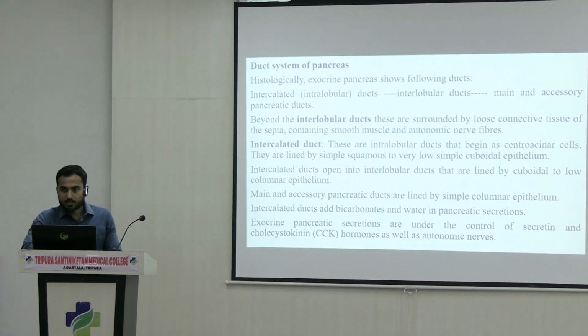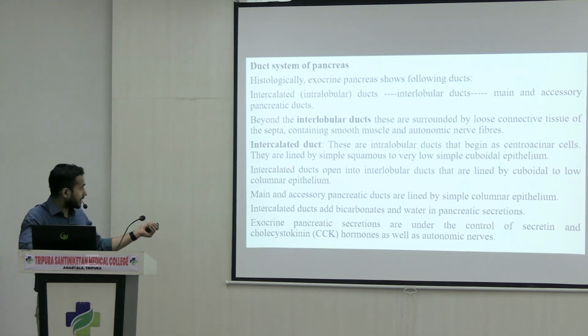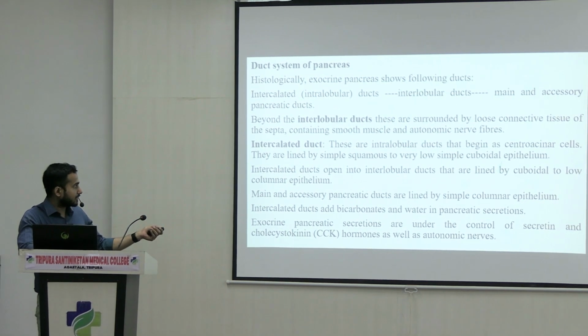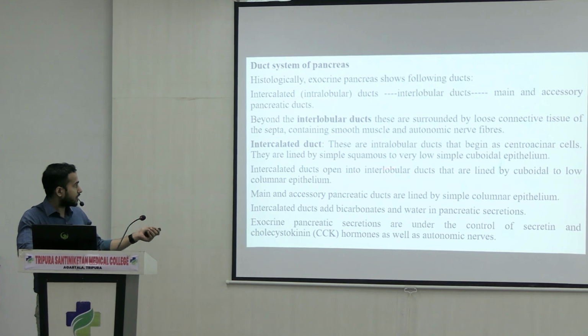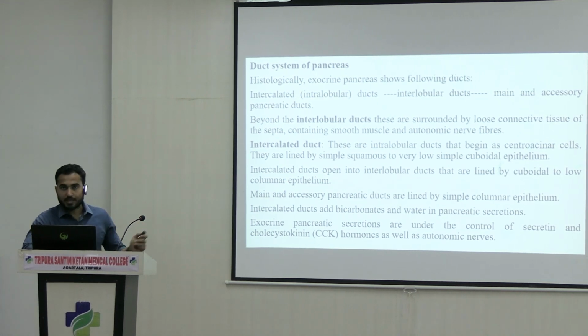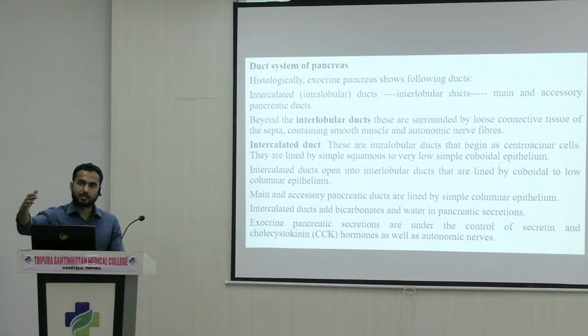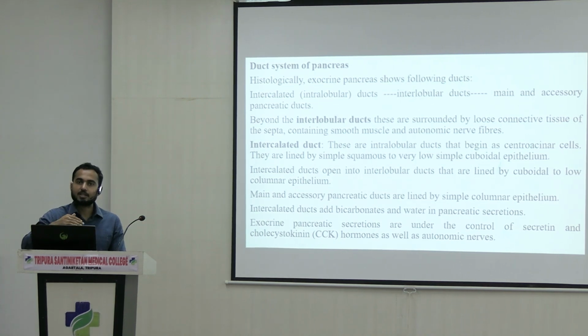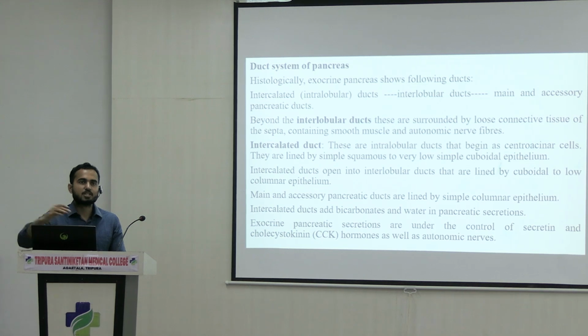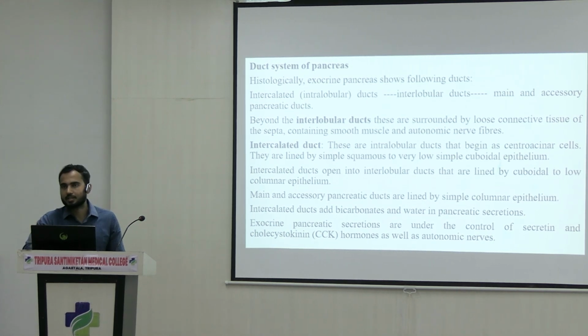Now the intercalated duct will open into the interlobular duct, which is lined by cuboidal to low columnar epithelium. So as you go from the smaller duct towards the larger one, the epithelial lining starts changing: first similar to simple squamous, then low cuboidal, then cuboidal, and then columnar. This is the transition that occurs as the diameter of the duct increases.